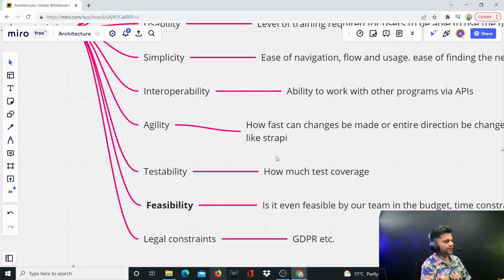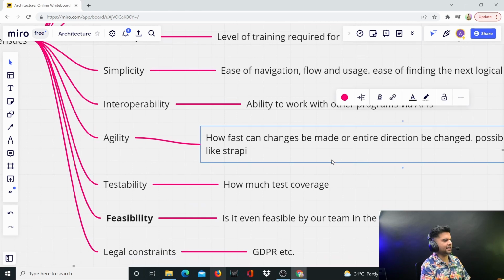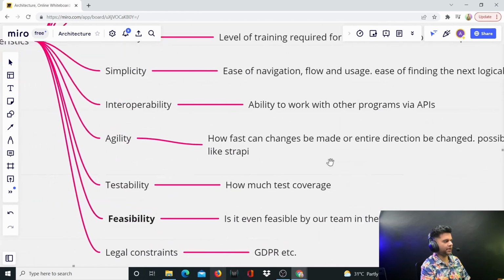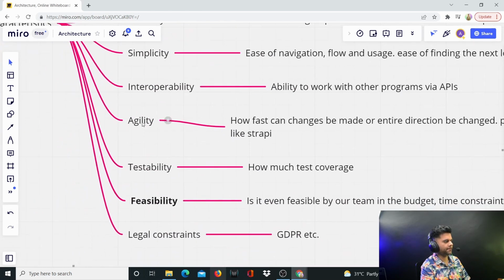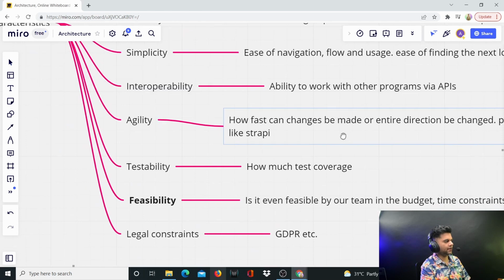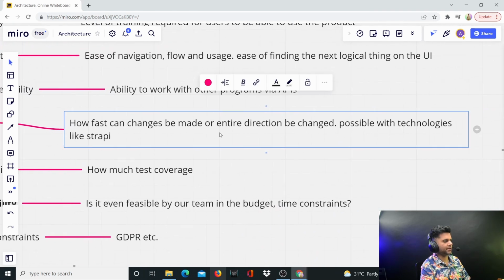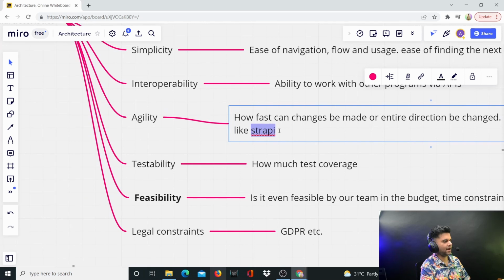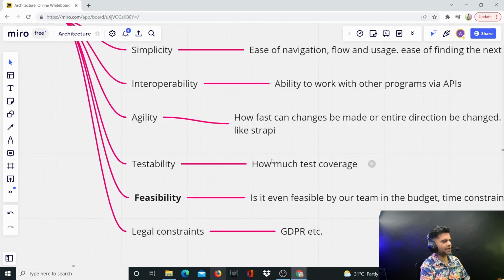Then you have agility. How fast can changes be made or the entire direction be changed? Let's say you're using a technology like Strapi at a POC or MVP level. It's very easy for you to change direction because you just fill forms and you get APIs, right? Or if you're using something like Hasura, which basically generates APIs for you, very easy to change direction. If you're using Firebase, very easy to change direction, right?